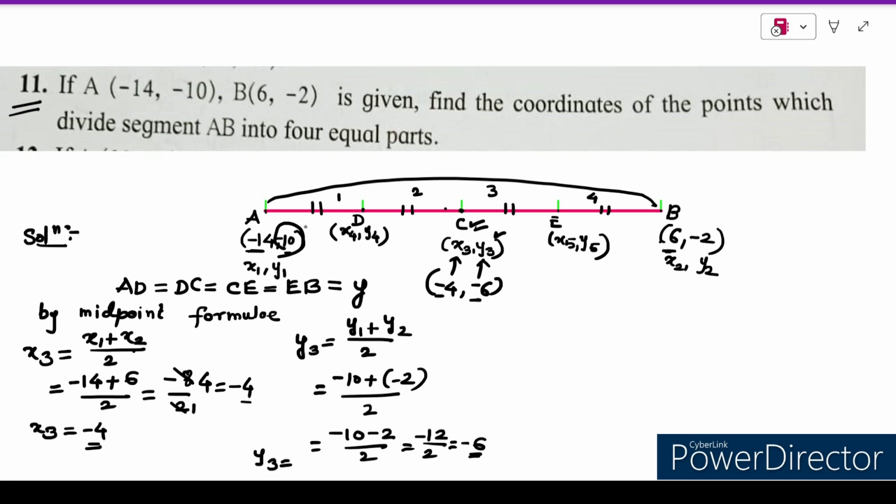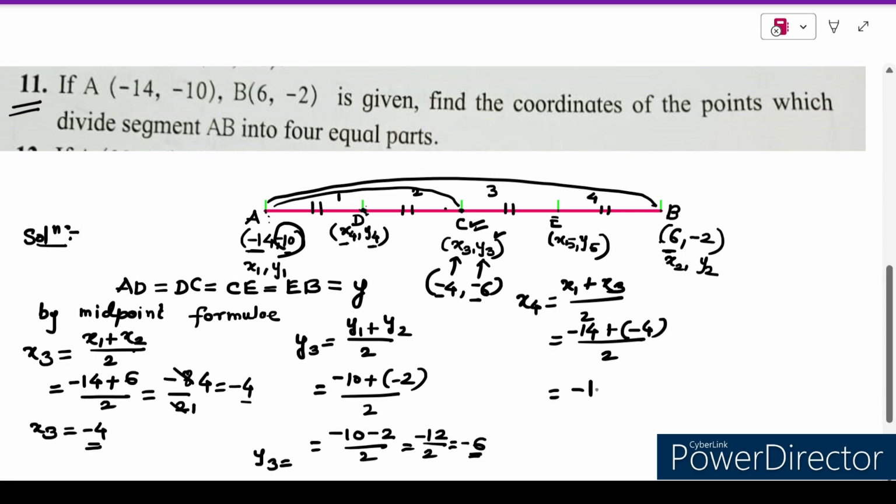On observing we see that AD and DC are equal, means this point D is the midpoint of segment AC. The coordinates of point D can be calculated by the midpoint formula. Therefore x4 will be equal to (x1 plus x3) divided by 2, which is the value of x1, that is -14, plus the value of x3, that is -4, divided by 2. That equals -18 by 2, which equals -9.